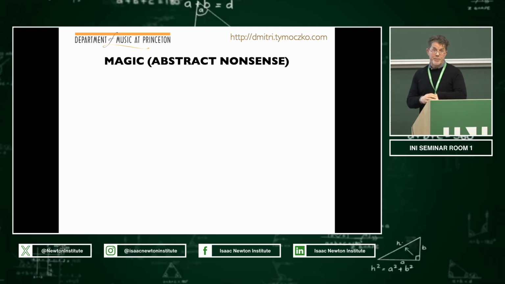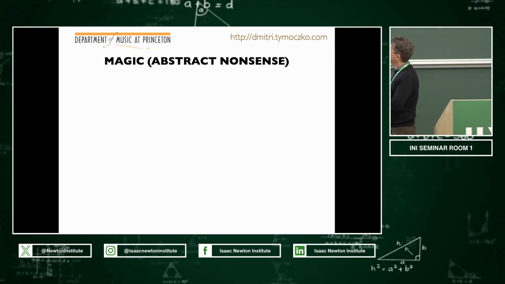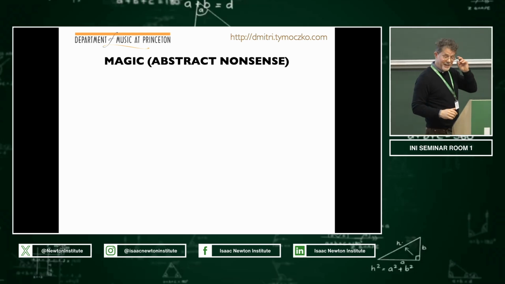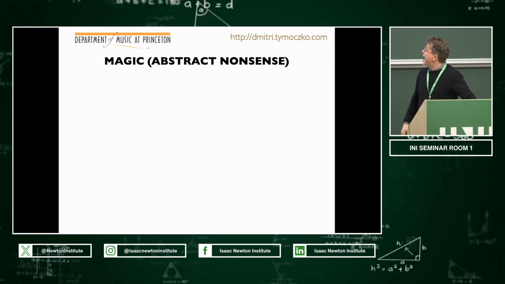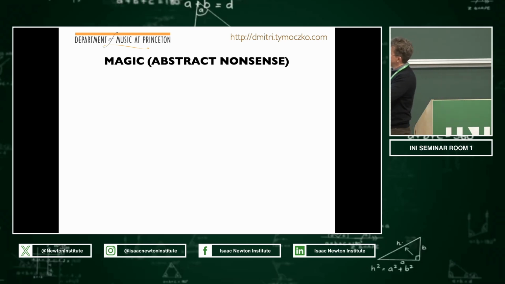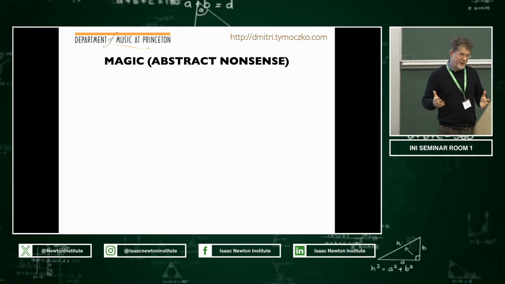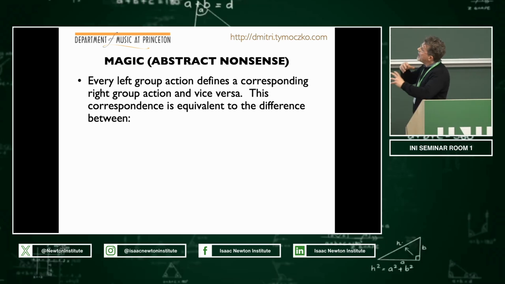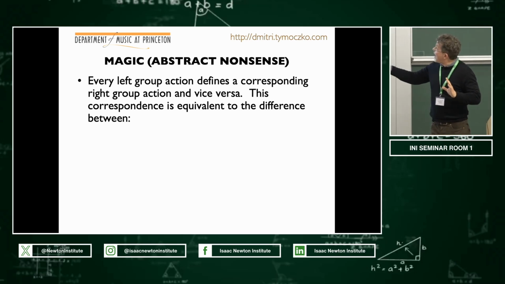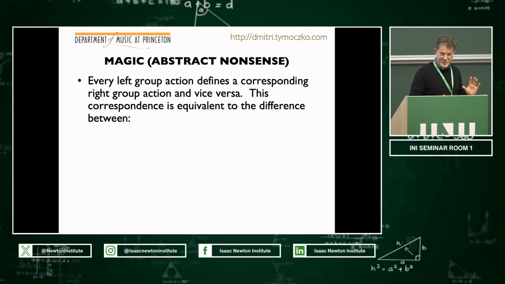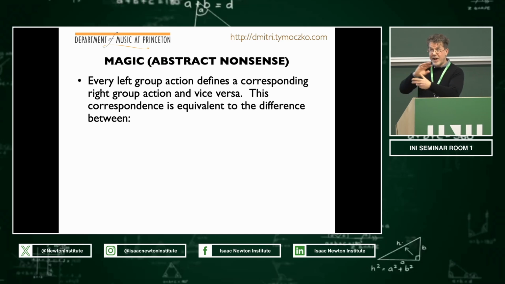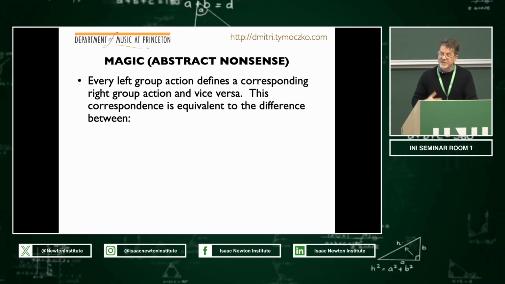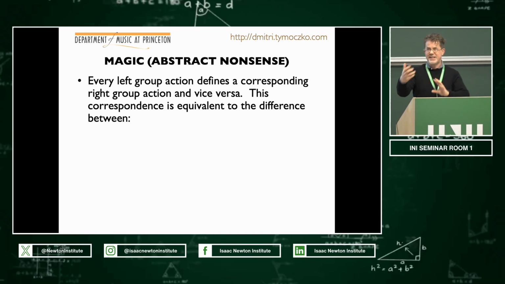And now I'm just going to report on some recent work, which is a little bit of magic. This is one of those bits of magic where if you get the definitions just right, you end up with something that looks like 1 equals 1, a kind of triviality, but is actually deeply revealing. So it turns out that every left group action defines a corresponding right group action and vice versa. That's not obvious unless you get all your definitions right. This correspondence is equivalent to a bunch of different dichotomies that show up throughout music theory.